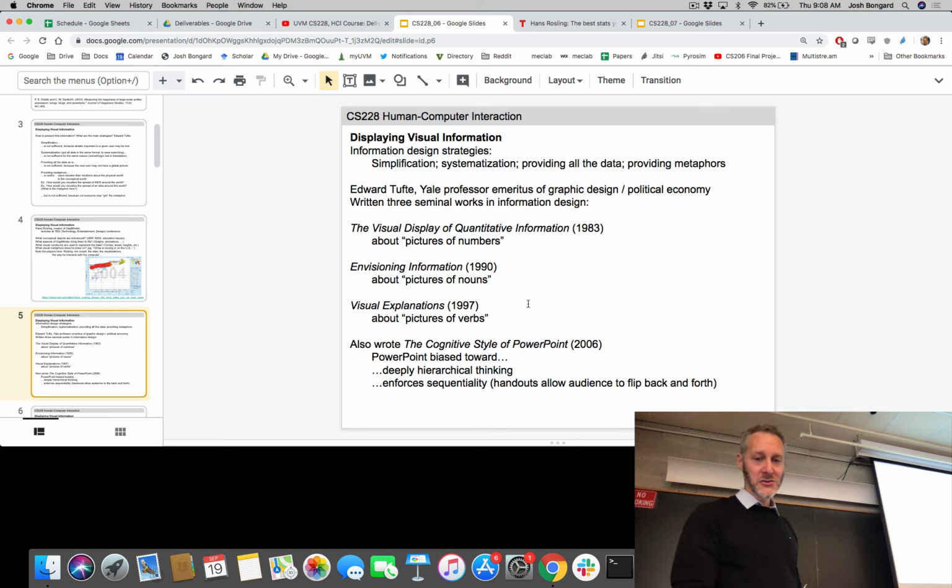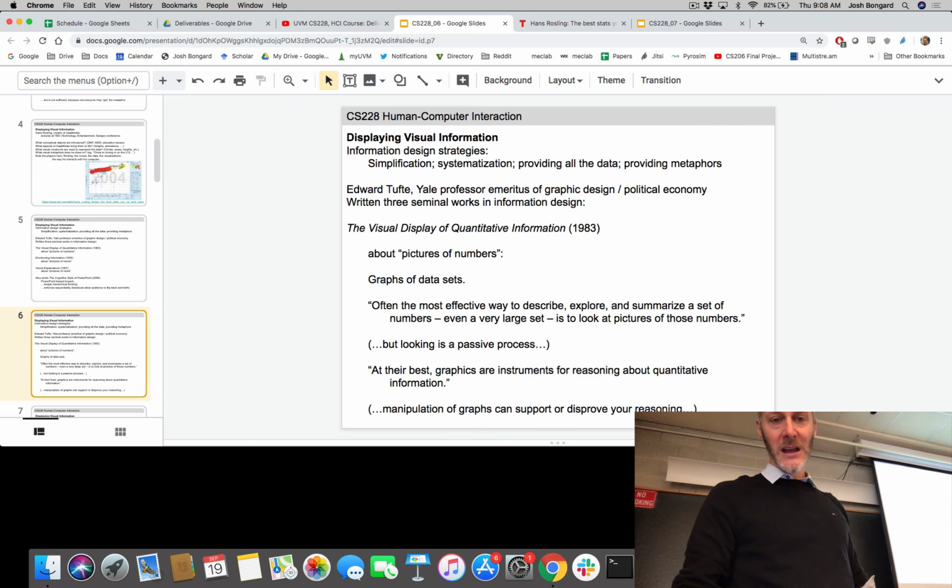You might also be interested in his 4th book about PowerPoint. I'm not using PowerPoint, I'm using Google Slides. But it's a very interesting read about how the way we present information in the modern world influences the way that we think. Kind of a contentious book, but also very interesting. Okay, let's start with pictures of numbers.